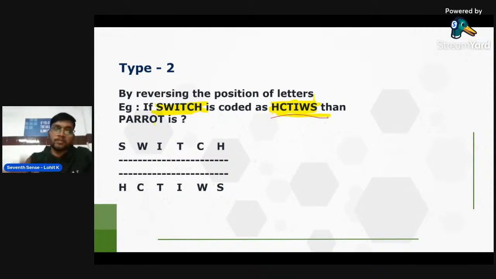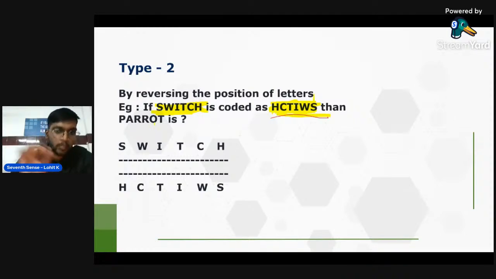First we need to segregate the patterns here, because in coding and decoding it's very difficult to calculate the pattern. Whenever it is a letter series question, you have to see whether in the coded message they have used the same letters or not. If they have used the same letters, we have a limited number of patterns. That could be reverse, ascending or descending order, or they could have interchanged the letters.